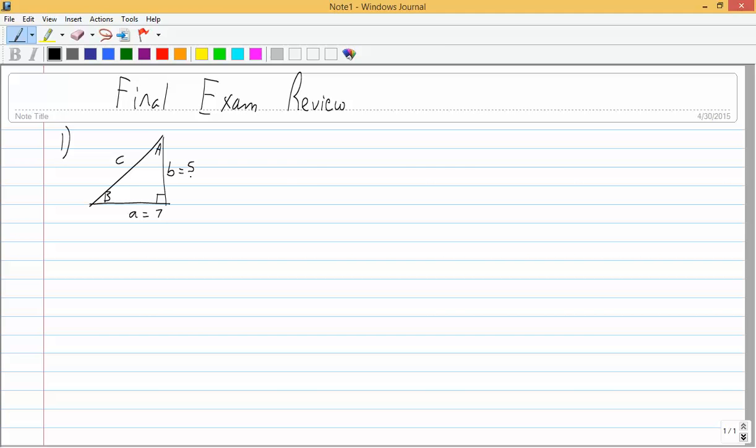Okay. There are a lot of different ways that we can do this. Since this is a right angle here, you can use the Pythagorean theorem to solve for C. So a squared plus b squared equals c squared. So you have 7 squared plus 5 squared equals c squared, or 49 plus 25 equals c squared, or 74 equals c squared.